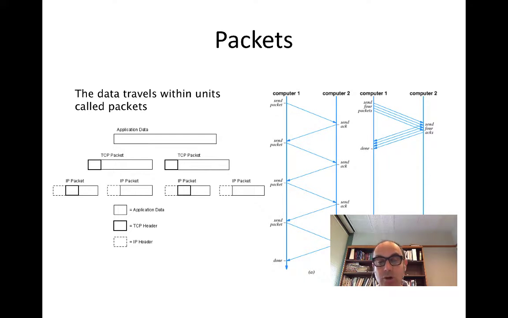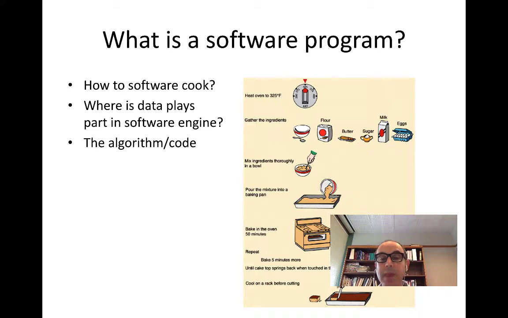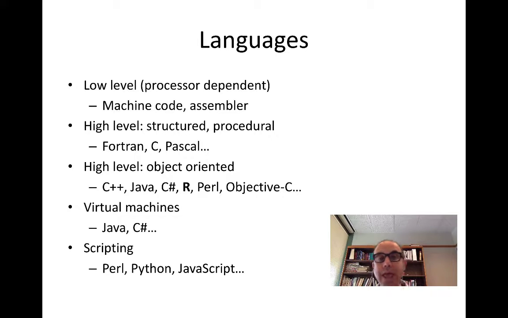Just for those who are interested in that, this is a good class to do that. My area is the idea of the software, and the software is like, think about that as a cookbook. So what type of cooking can we make out of it? This is something that is really all about you, how you design your software. So where does the data play a part in your software engine? What is the algorithm and the code that you use in order for you to make the software more transparent to all users? And so we have languages that allowed us to write those programs.